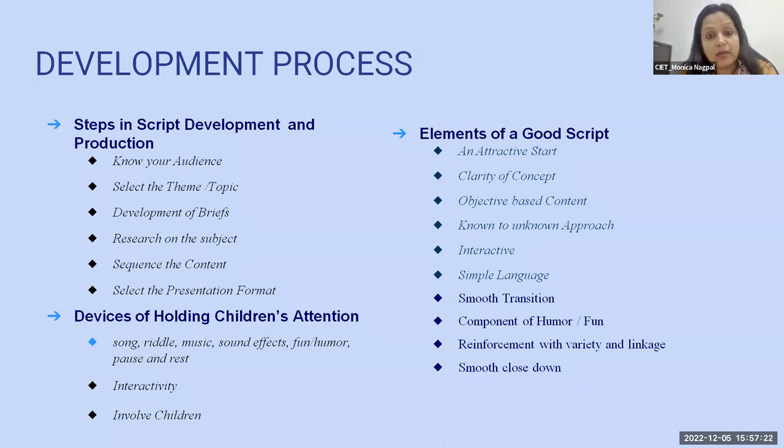Then, are we aiming for a gifted child? Are we aiming for a slow learner? Are we aiming for a middle path? Or what is the level of my learner? All this I have to keep in mind. Now, when I'm creating content for J&K, then my language would be according to that, and also my examples for that particular topic would be according to that.